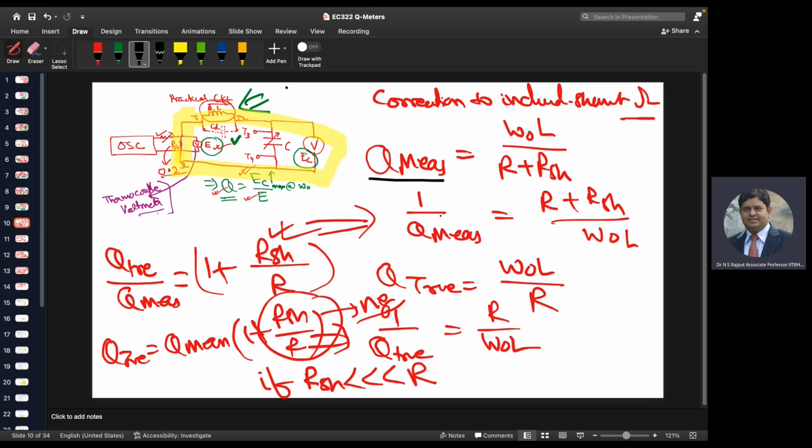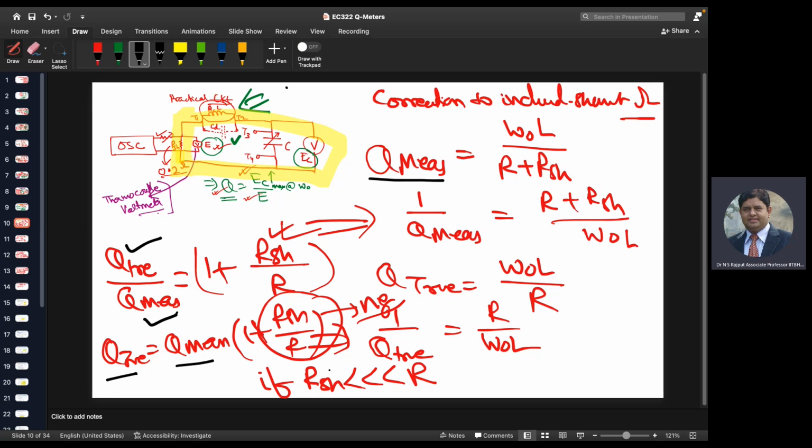If I take the reciprocal, 1 by Q measured is equal to R plus RSH by omega naught L. Similarly, Q true will be equal to omega naught L by R, which is by definition, right? So if I obtain the ratio of these two, Q true divided by Q measured is equal to 1 plus RSH by R. Fine. And therefore Q true is equal to Q measured multiplied by 1 plus RSH by R.